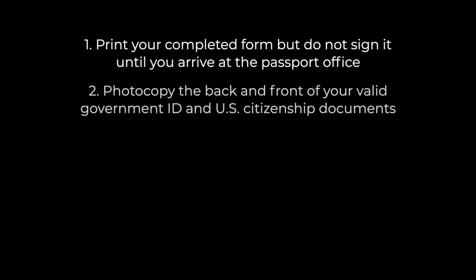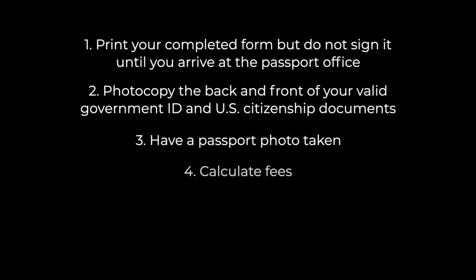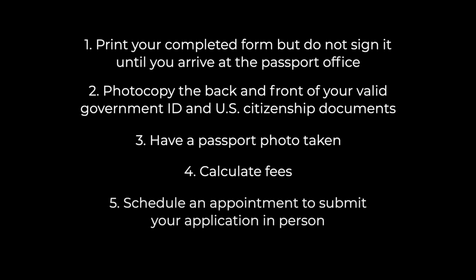Step 7, submitting the application. For organization, use an envelope to hold all of your documents. First, print your completed form, but do not sign it until you arrive at the passport office. 2, photocopy the back and front of your valid government ID and U.S. citizenship documents. 3, have a passport photo taken. 4, calculate fees. 5, schedule an appointment to submit your application in person. Remember, it's important to double check all of the requirements and gather your documents before submitting your application.